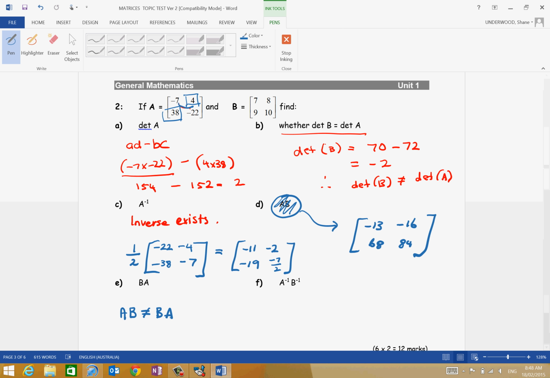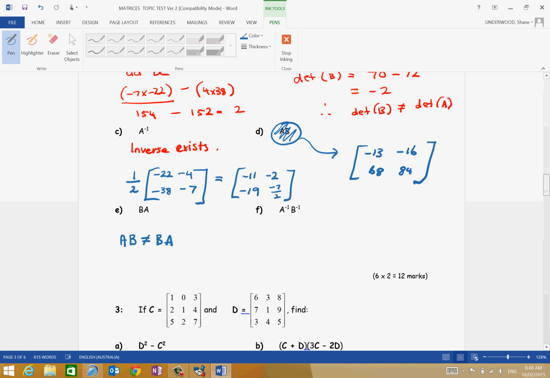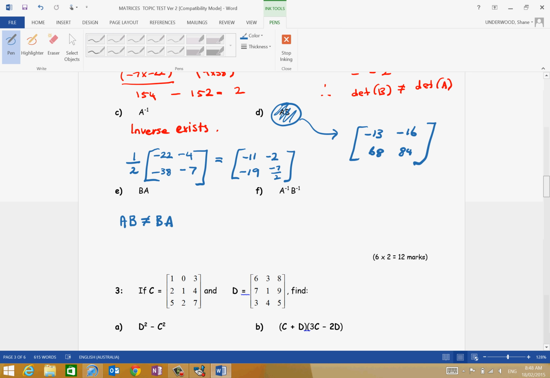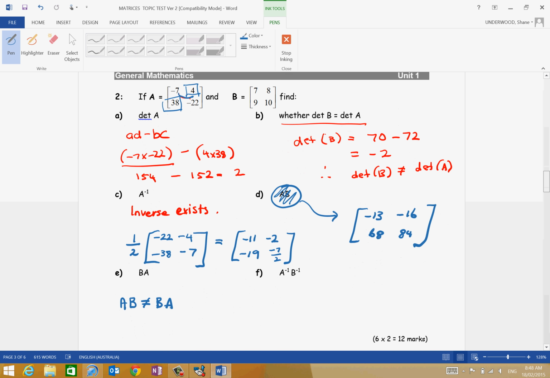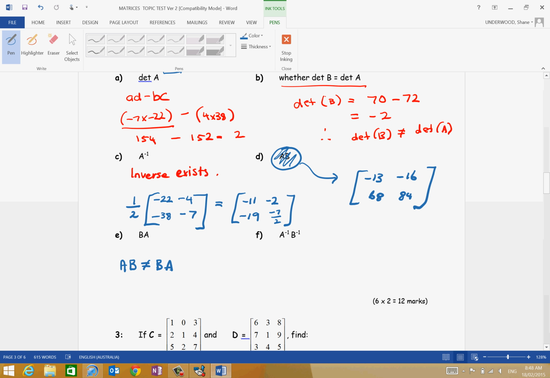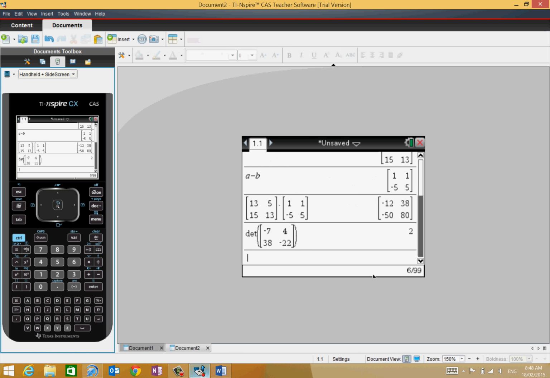Now, if I was to go ahead and find the inverse of A times the inverse of B, then the inverse of A, inverse of B, straight calculator question, which we will do. What is A? A is negative 7, 4.